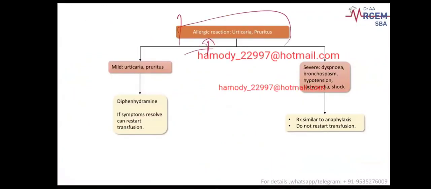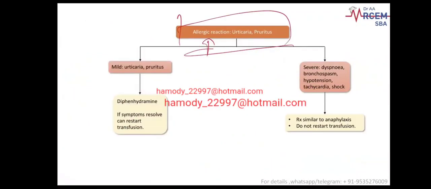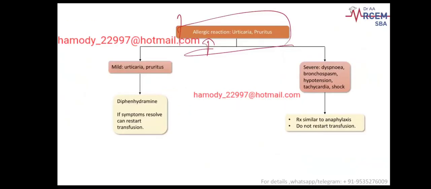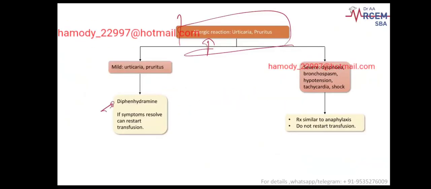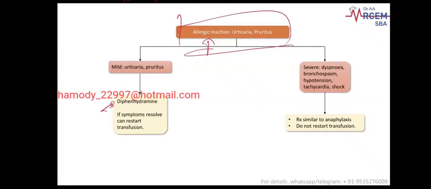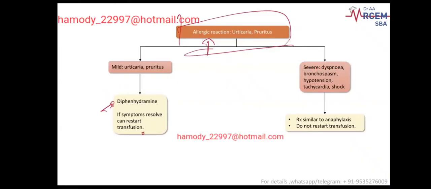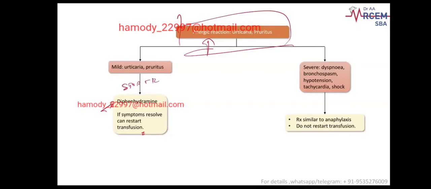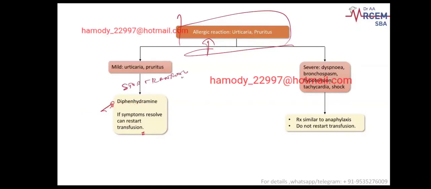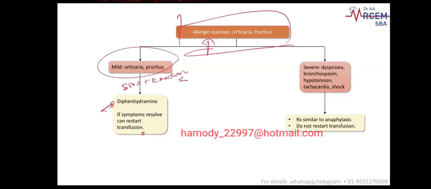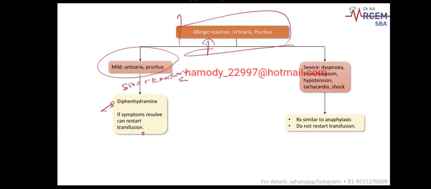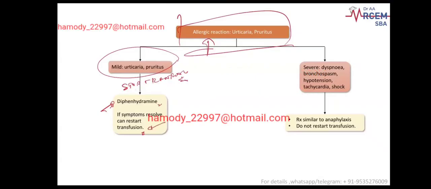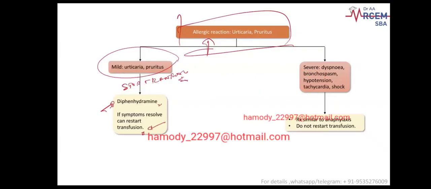Allergic reactions. Mild allergic reactions usually present with what? A rash and some itching associated with it. So you treat it with an antihistamine like diphenhydramine. Wait till the symptoms resolve. Once the symptoms resolve, you can start the transfusion. So the first step is to stop the transfusion. Whenever there is an allergic reaction, stop the transfusion. If it's mild, they just present with a rash and itching associated with the rash. Just give an antihistamine, treat it symptomatically, then later on you can start the transfusion.